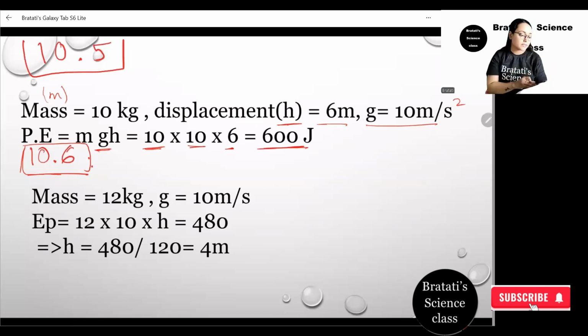And 10.6, an object of mass 12 kg. Mostly you will be knowing the mass of the object. The g we consider 10 meter per second square. The potential energy is given, here EP is given, that is 480 joule. Find the height, we don't know the height. So m into g into h, m is 12, g is 10, h we don't know, equals 480. From here we can find out h, that is 4 meter. So the object is at a height of 4 meter.